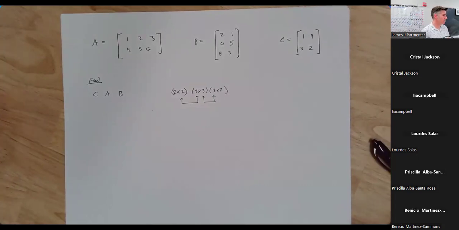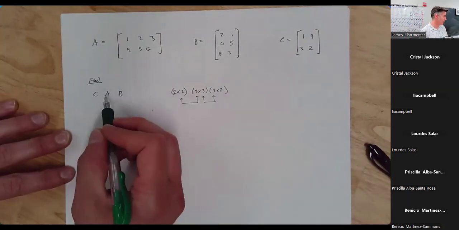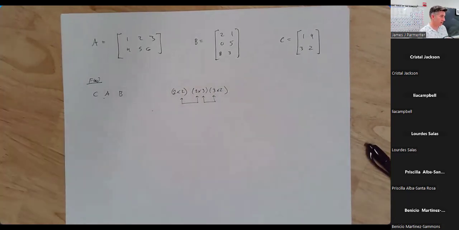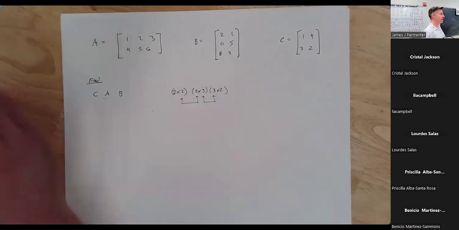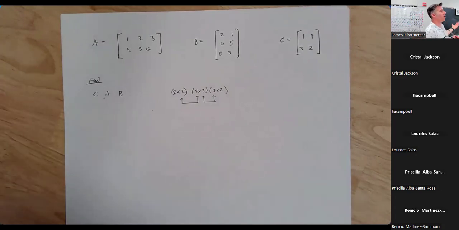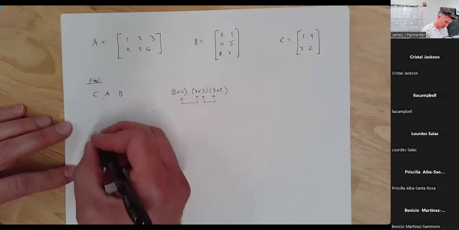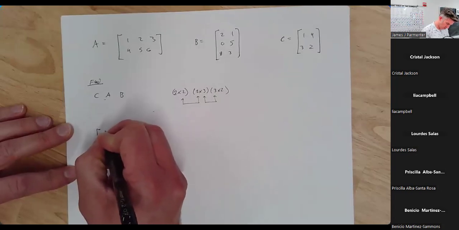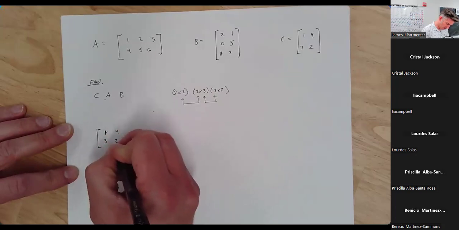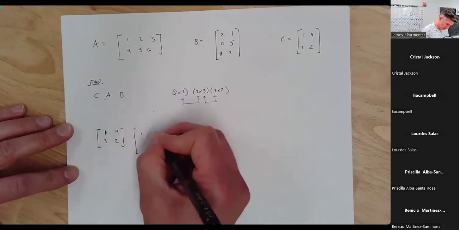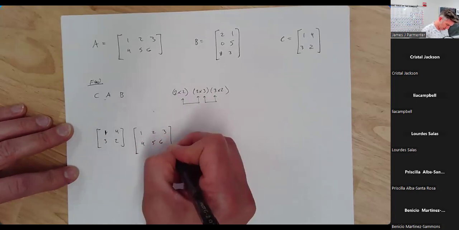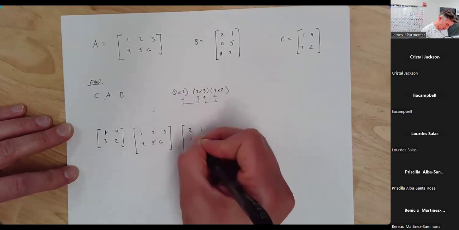So now the question is, what do we do first? Well, the answer is it doesn't matter. You can either do the C times the A first or the A times the B first. You just have to pick. You're not going to avoid any awfulness by doing one thing first and something else second. You're going to get the more awful part at some point in the process. So let's do C times A first. 1, 4, 3, 2 times 1, 2, 3, 4, 5, 6 times 2, 1, 0, 5, 8, 3.